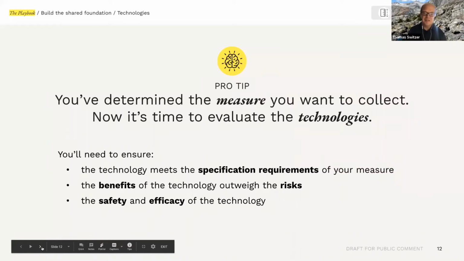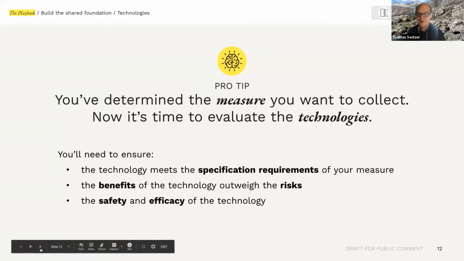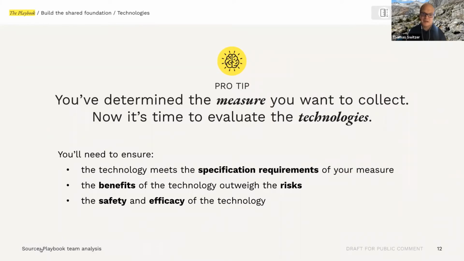Digging a little bit deeper: we determined what we want to measure, and now it's looking at the technologies. One part is specification requirements. If you're looking at movement, you're likely looking at actigraphy, either an accelerometer or an inertial measurement unit or something like that. Then it goes into what the form factor is.